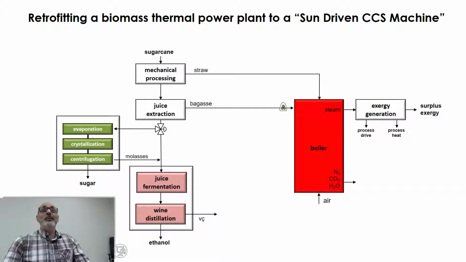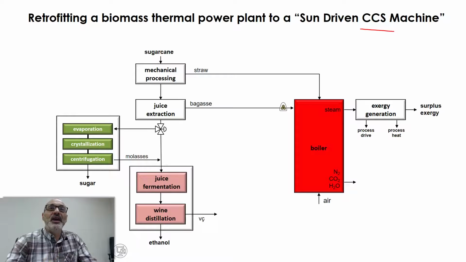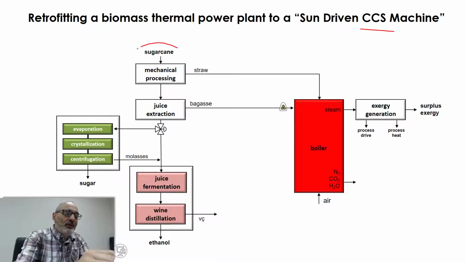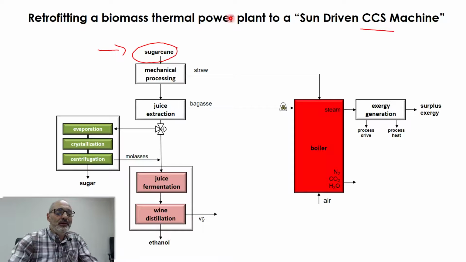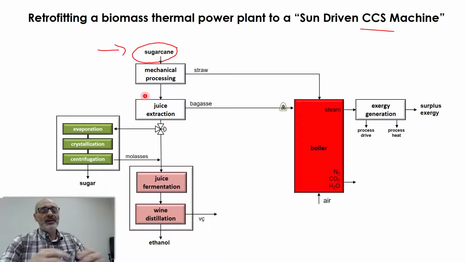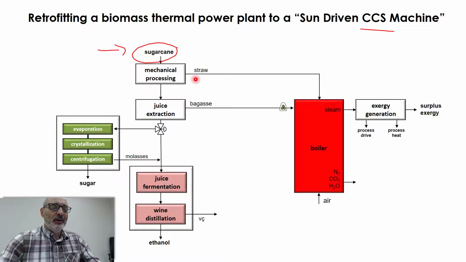So let's see how a typical sugarcane mill could be retrofitted to a CCS machine, carbon capture and storage machine. So this is a typical first generation sugar mill. Okay, you have sugarcane. The trucks are arriving here at that rate, 500 tons per hour. You have mechanical processing, size reduction, separation of fibers from straw.